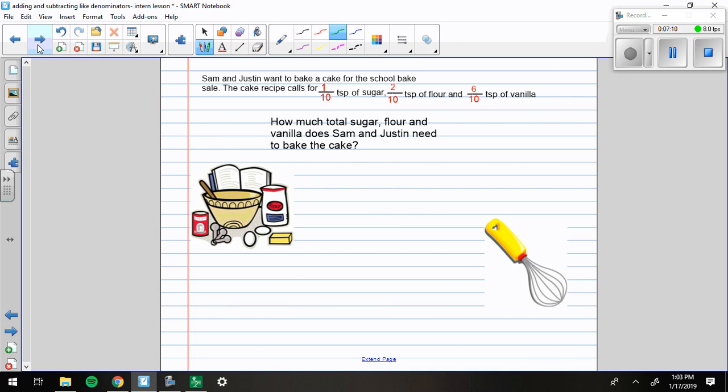Sam and Justin want to bake a cake for the school bake sale. The cake recipe calls for 1/10 teaspoon.